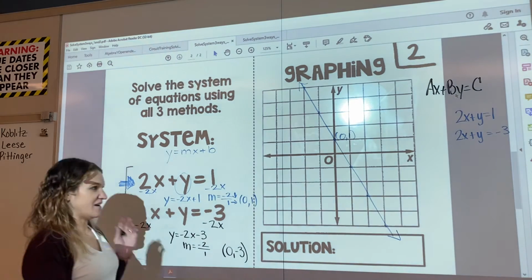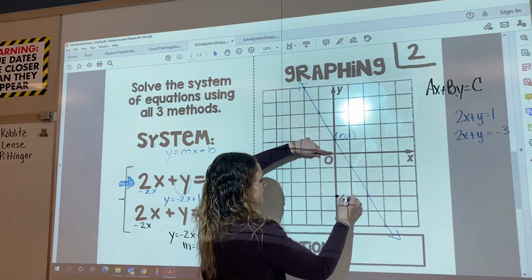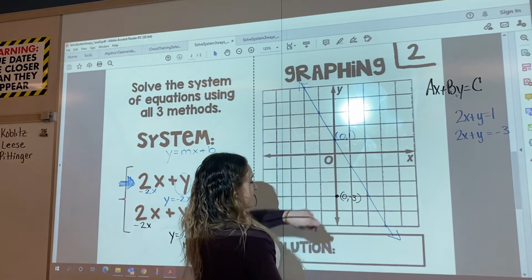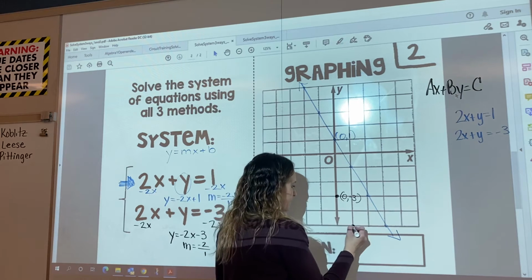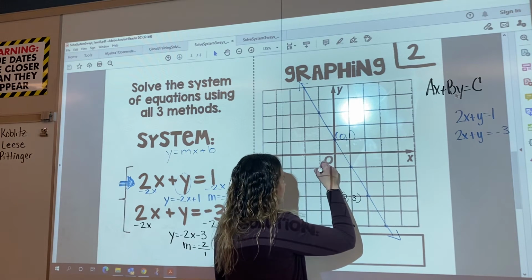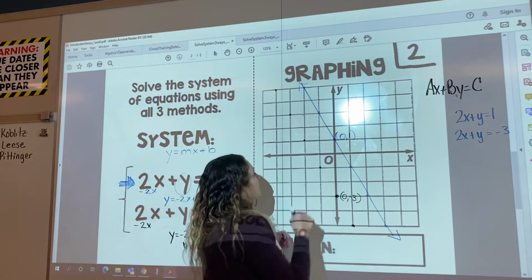So I'm going to start there. From my origin, I'm going to go down 3, put my point. Then from that point, I'm going to go down 2 to the right 1. And draw my line.